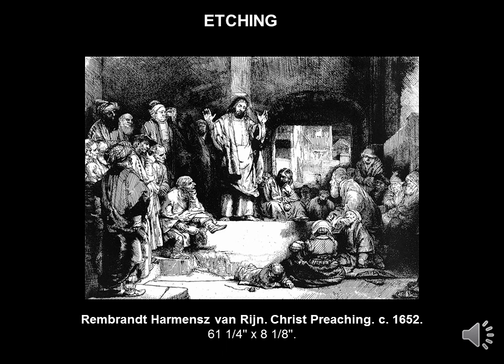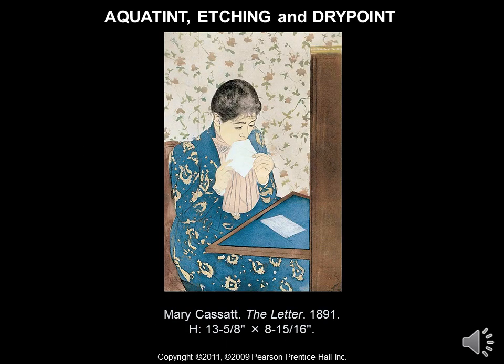This print by Mary Cassatt, titled The Letter from 1891, uses multiple intaglio processes. It uses aquatint, etching, and dry point. We've discussed etching already in the last slide, and dry point is basically the same process as engraving, where with a dry point, there's no wet surface that has to be melted on top.